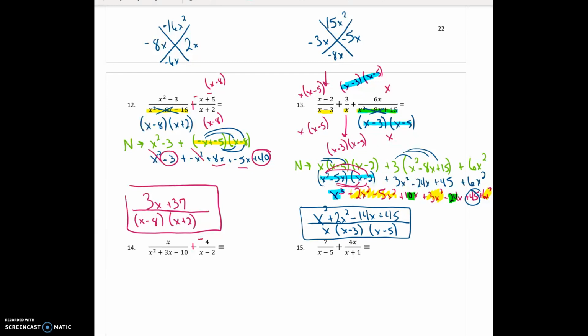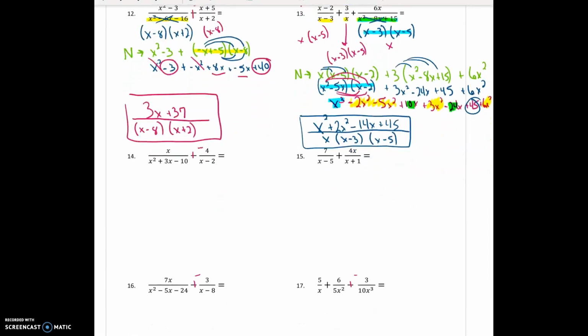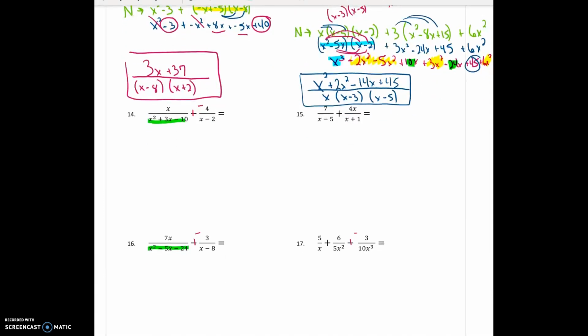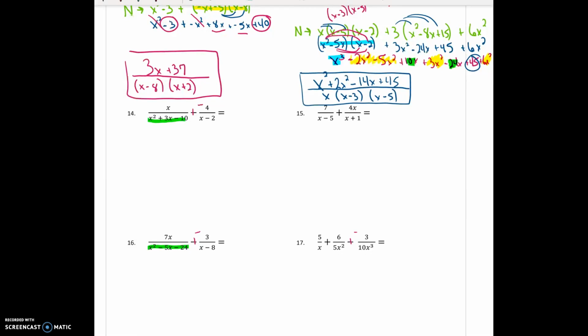As far as 14 and 15, remember, you're going to want to find common denominators. So make sure you factor this, and just looking at the others. 17, maybe that will give you trouble as far as finding the least common denominator. So let's walk through that.